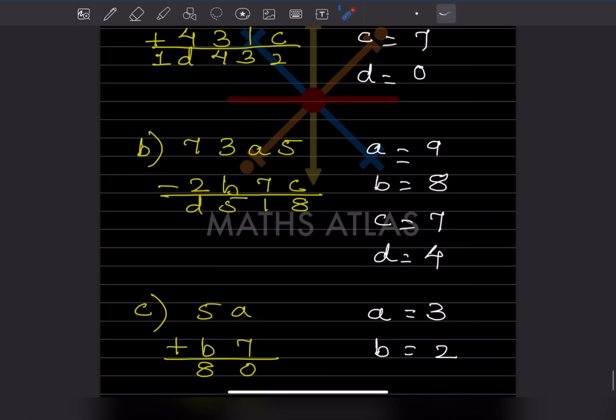Now we have to subtract this one. Now again we have to find the value of A, B, C and D. These are the unknowns. So now here is 8 and here is 5. So we have to borrow over here. So this is going to be 15 and 15 minus 7 is going to be 8. So here C is 7.